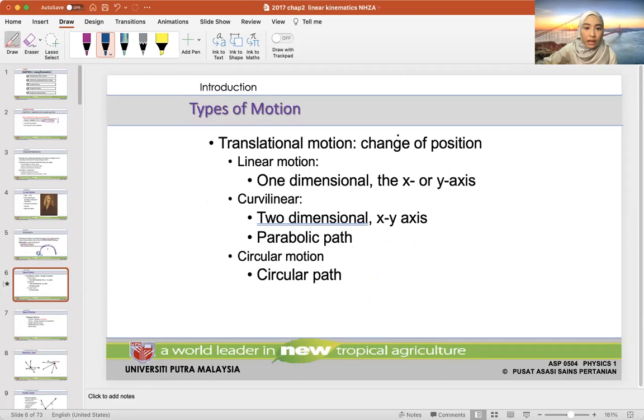Okay, so we have several types of motion. Translational motion, change of position. So translational motion, nama dia translational. It can happen in linear, curvilinear or circular path. So linear motion is one dimensional.